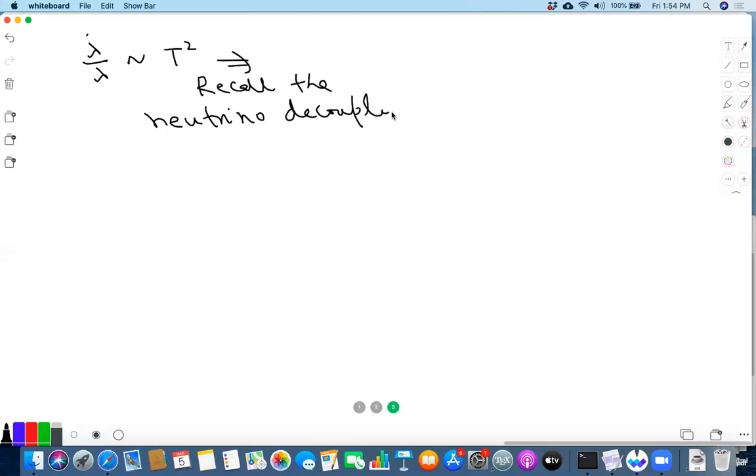Now we had also calculated lambda dot over lambda around this scale. So you know that it's of order t squared. But if you recall the neutrino decoupling analysis, this is of order t squared because it's the square root of rho, right? And rho is of order t to the 4. If you recall the neutrino decoupling analysis, it was basically 1 over second times T over MeV squared.